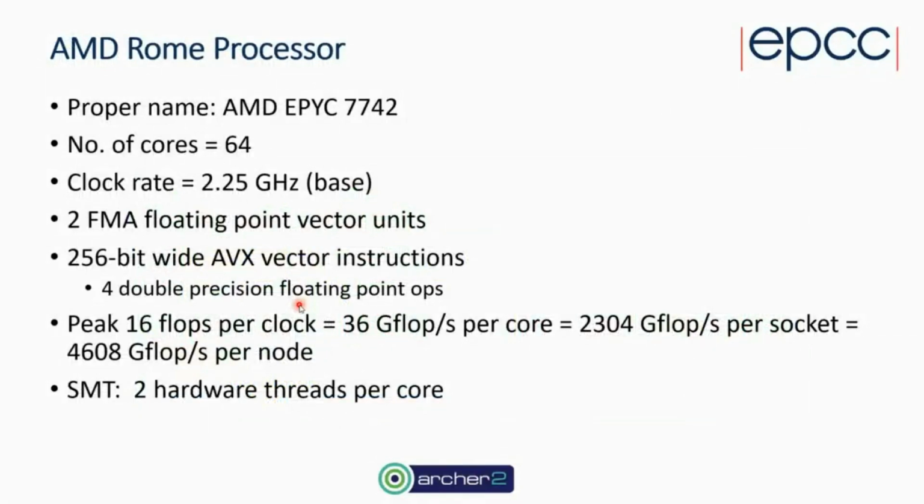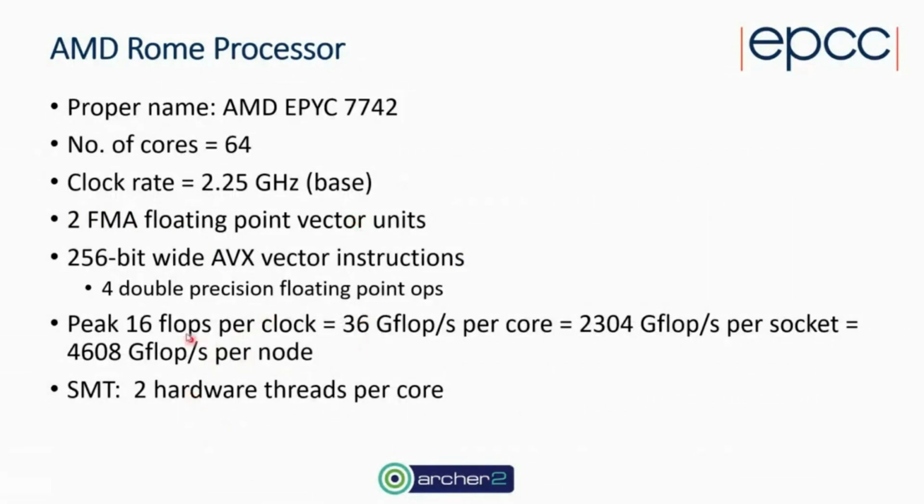Yeah, the proper name is the AMD EPYC 7742 processor. It has 64 cores, a clock rate of 2.25 gigahertz, and it has 2 floating point vector units per core. Each floating point unit can do 256-bit vector instructions, which means we can do 4 floating point operations per unit, which means we also can do 2 floating point fused multiply add operations per clock cycle as well. We'll talk more about those tomorrow.